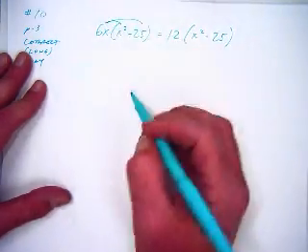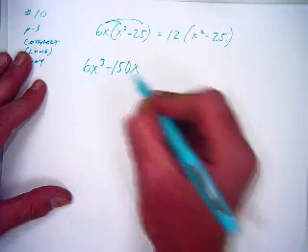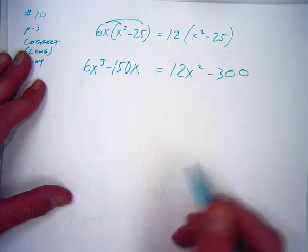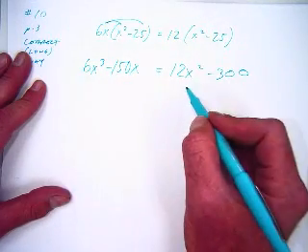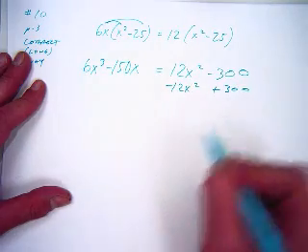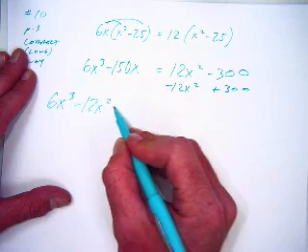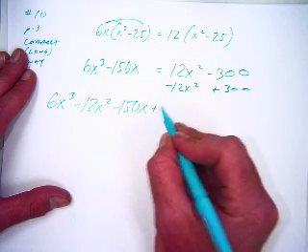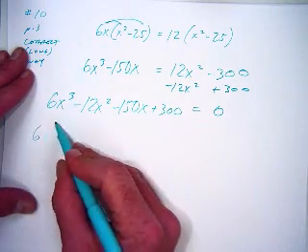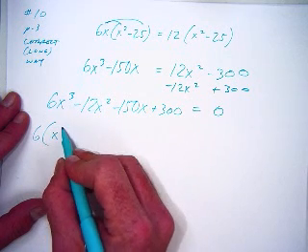We have to distribute this 6x to these guys, so we get 6x cubed minus 150x equals 12x squared minus 300. We have to get everything to the same side if we're going to solve. So I subtract 12x squared. I also add 300. So on this side now I'm going to have 6x cubed minus 12x squared minus 150x plus 300 equals 0. I can GCF out a 6, and it's important that I do so or this problem would be big. You could do it, but GCF out that 6 as always.